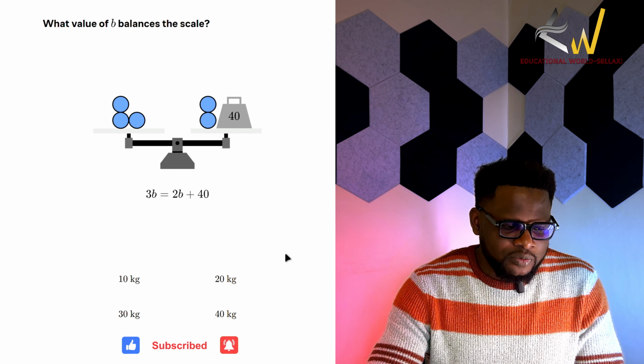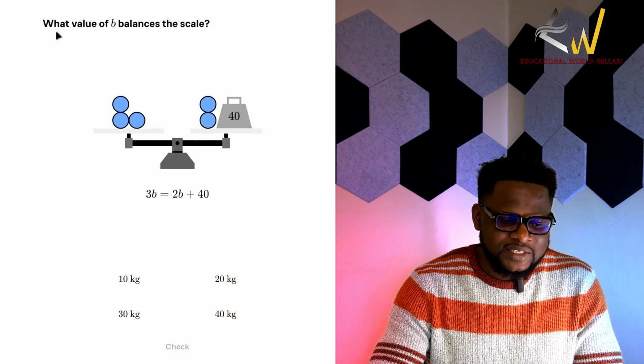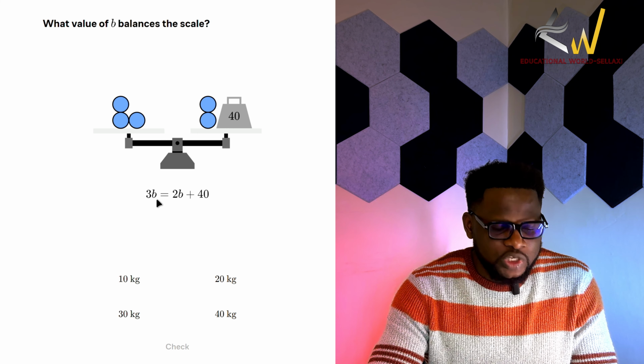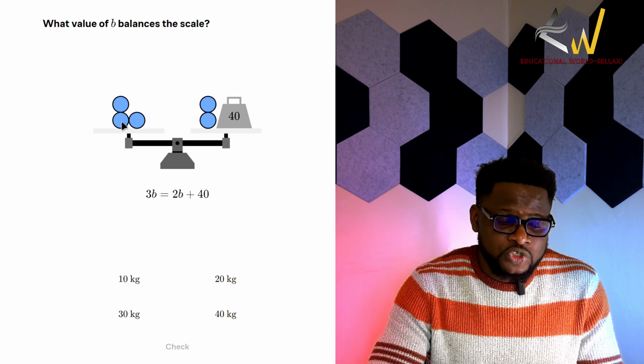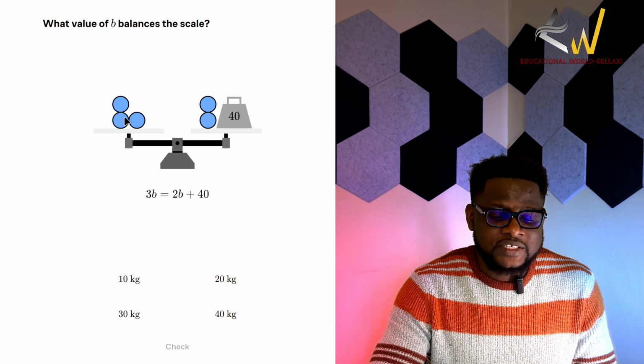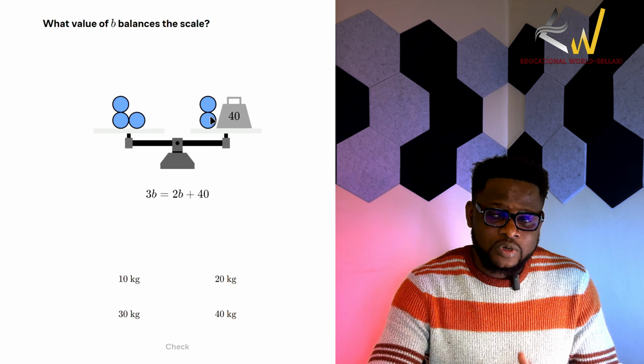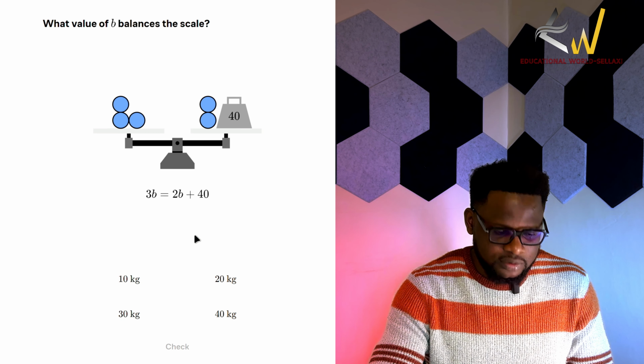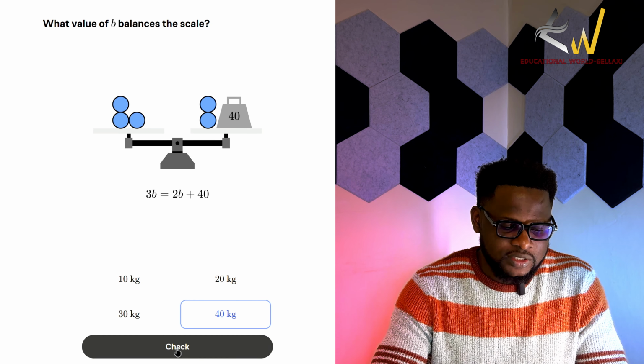So, what value of B balances the scale? If we take out two circles from both sides of the equation, we'll be left with one circle, which is going to give me what? 40. So, the value is 40. Let's check for the correctness, and that's correct.